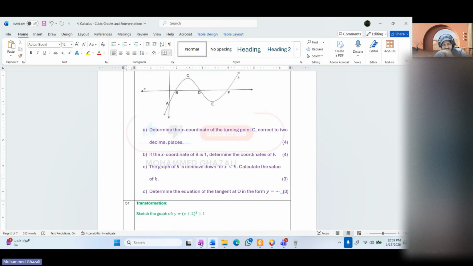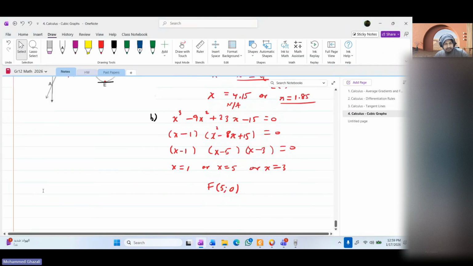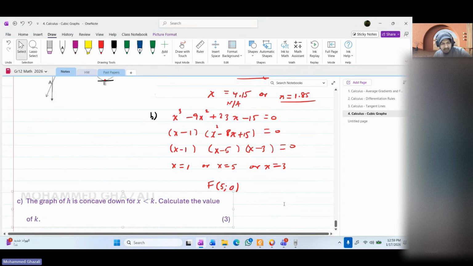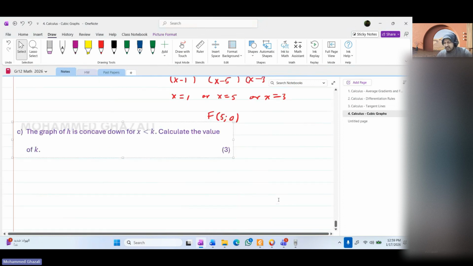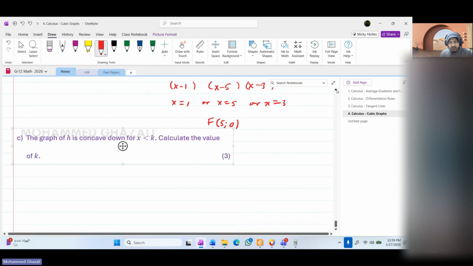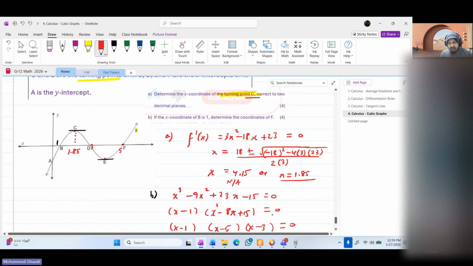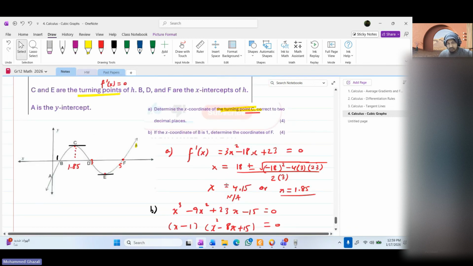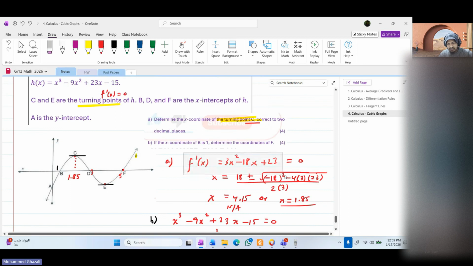See what this question is asking for. The graph of H is concave down for x is less than k, right? So it is concave down somewhere, right? So we need to find the double derivative. Let's find the double derivative. We had this first derivative, which is f prime x. We copy that here.